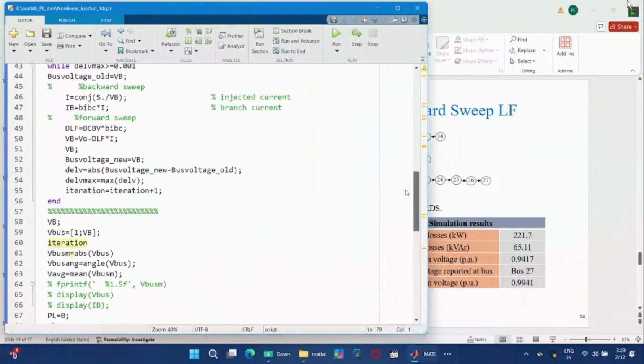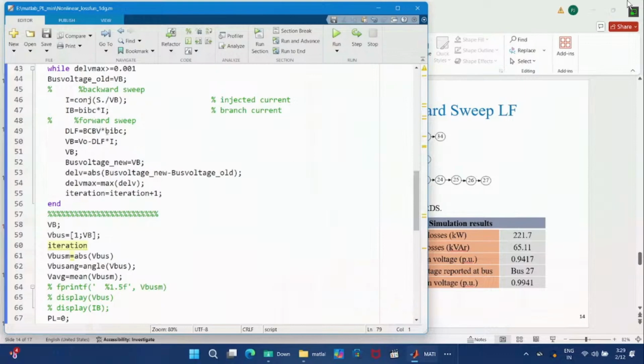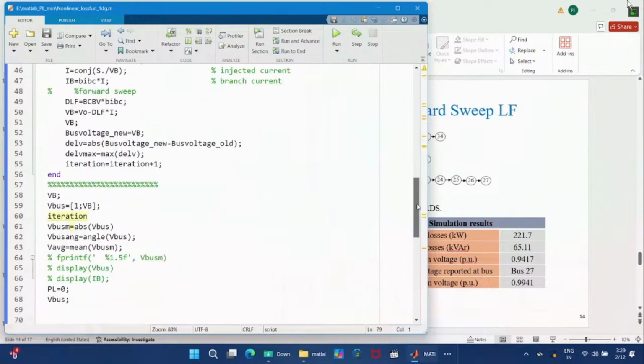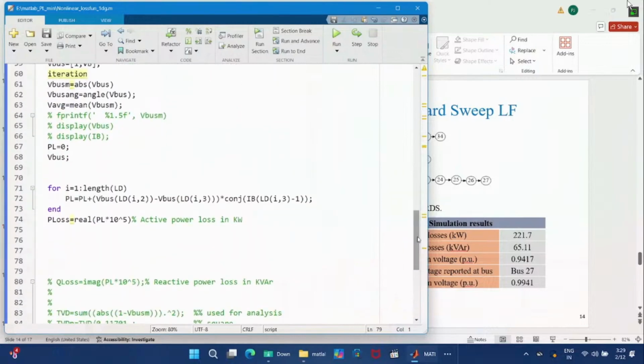Initially I had some problem, possibly some multiplication went wrong in forming this matrix. We have to check this part, mainly line number 43 to 55, which is the main iterative portion. When we are able to achieve the power loss, our first lecture related to this is achieved.